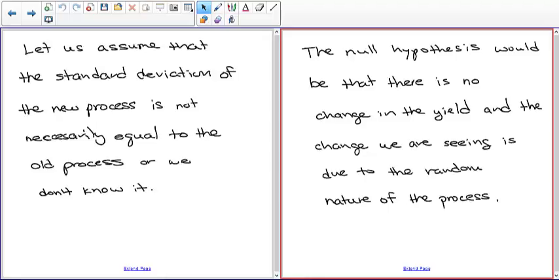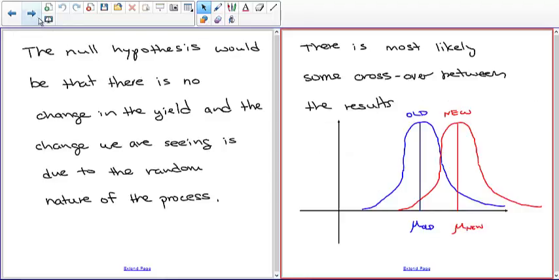Okay, so the null hypothesis would be that there is no change in the yield, and the change we are seeing is due to the random nature of the process. The alternative hypothesis is that there is a change, and it's not just random, it's actually due to the change that we made. So what we're doing here is we've got the old process, which had some mean, 45, and even the old process had some variation around that value, the standard deviation.